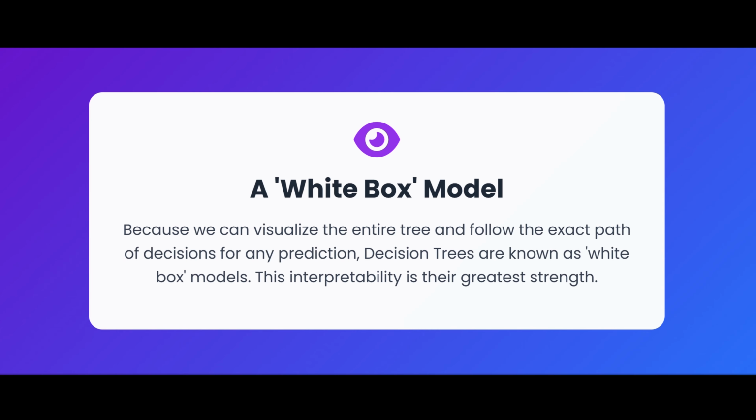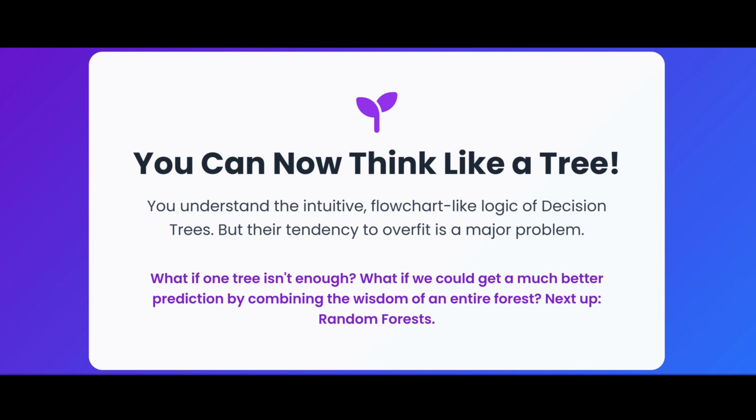Their biggest strength is their interpretability. Unlike black box models like complex neural networks, we can look at a decision tree and understand exactly how and why it made a certain prediction. We can trace its entire logic, which is critical in fields like finance and medicine. And now you can think like a tree. You understand this powerful and transparent model.